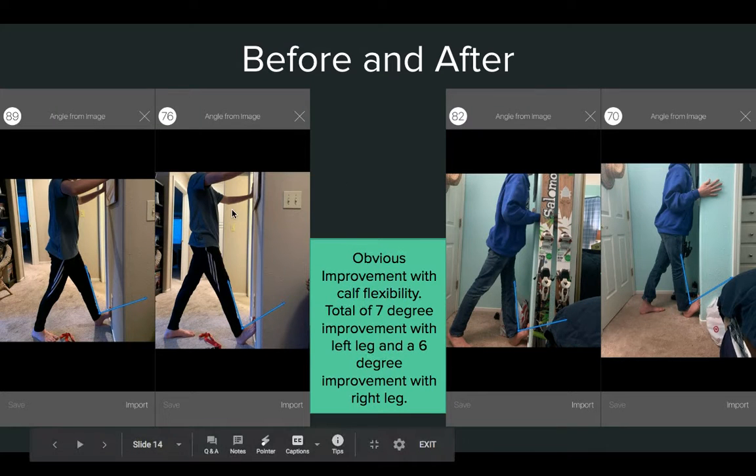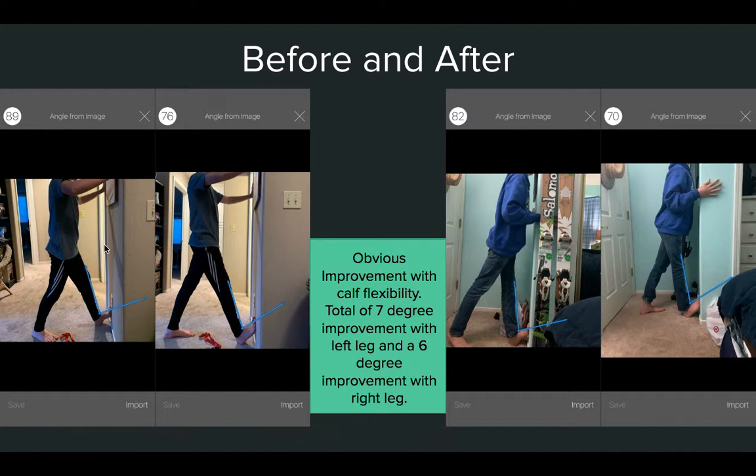As for the calf stretch, in the before, he got 89 degrees for the left foot and 76 degrees for the right foot, and 82 degrees for the left foot and 70 degrees for the right foot on the after, showing an obvious improvement with calf flexibility and a total of 7-degree improvement on the left leg and a 6-degree improvement on the right leg, which is very good.